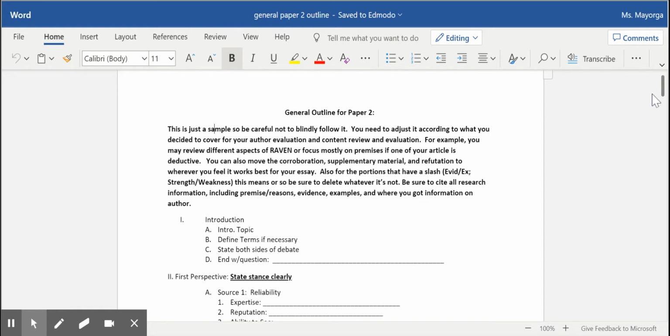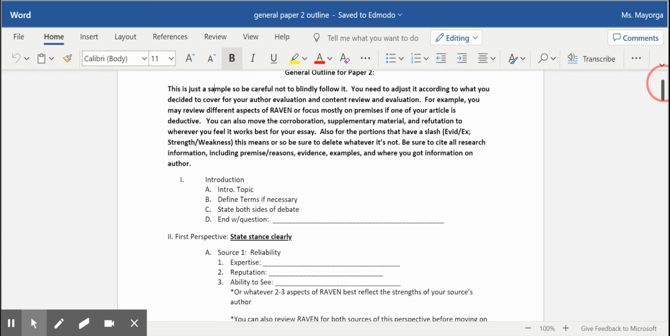For instance, in this first source for Raven, I covered expertise, reputation, and ability to see. Maybe you're only going to focus on reputation and vested interest. So please, you have to adjust it to whatever it is you need to cover.